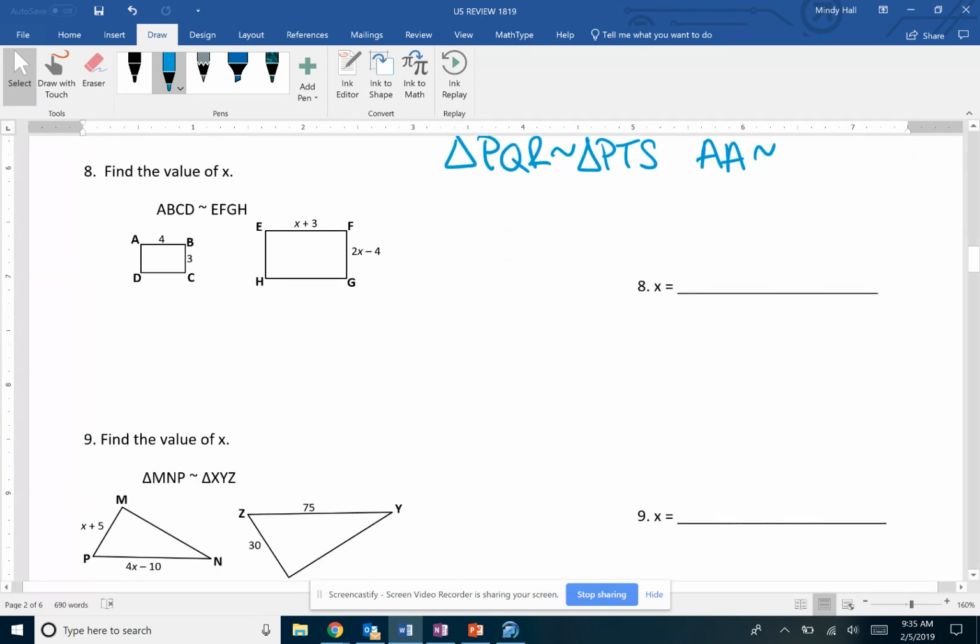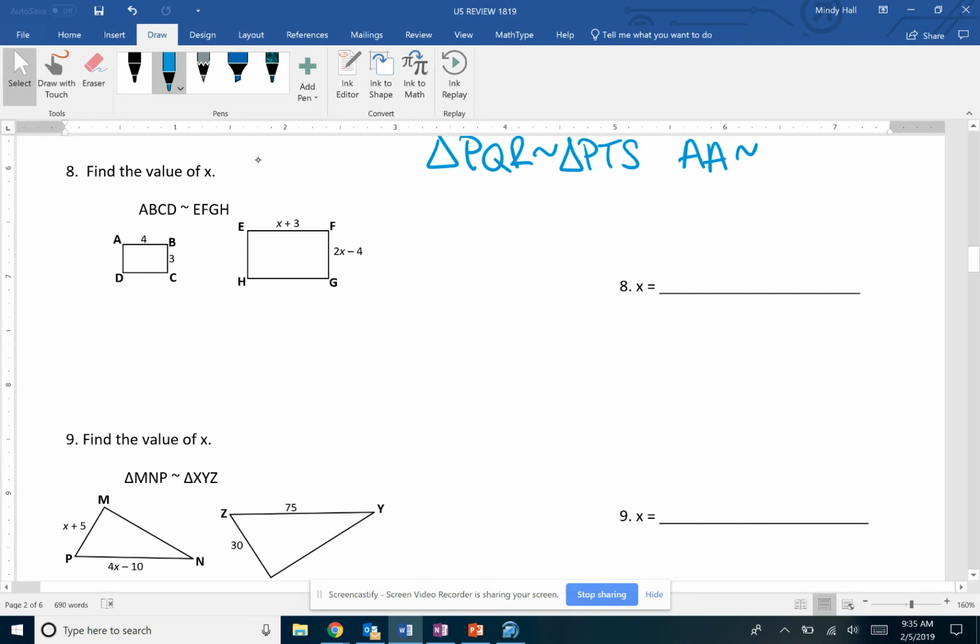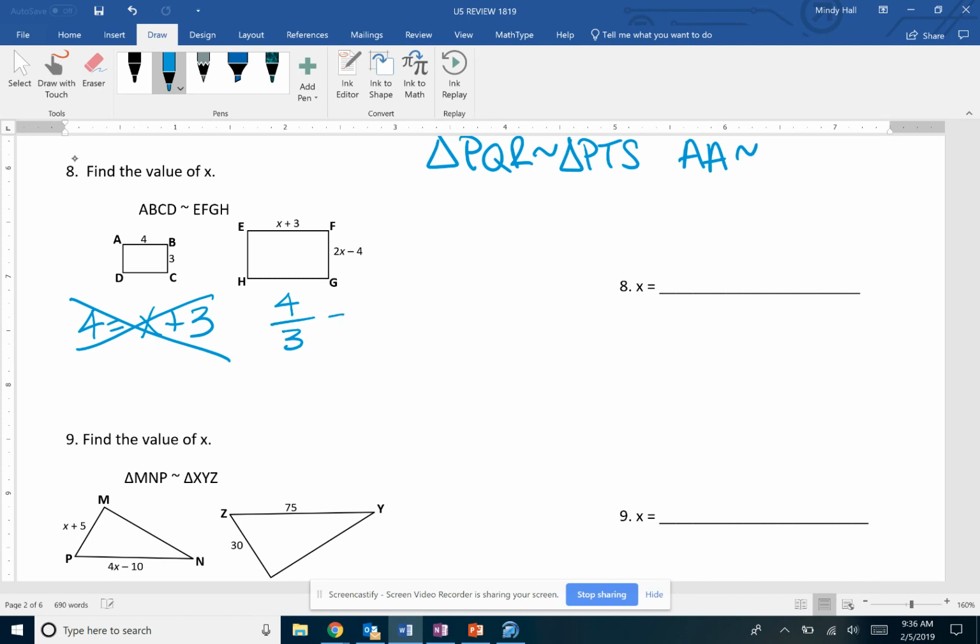So our next one, finding a value of x, they already tell us that these shapes are similar, so that kind of takes some of the work away from you. So then you just, since they're similar, set up a proportion. Some people, I've seen, set it up as 4 equals x plus 3. But that doesn't work because that would be saying that the shapes are congruent, not similar. So since these are similar, you set up 4 over 3 equals x plus 3 over 2x minus 4.